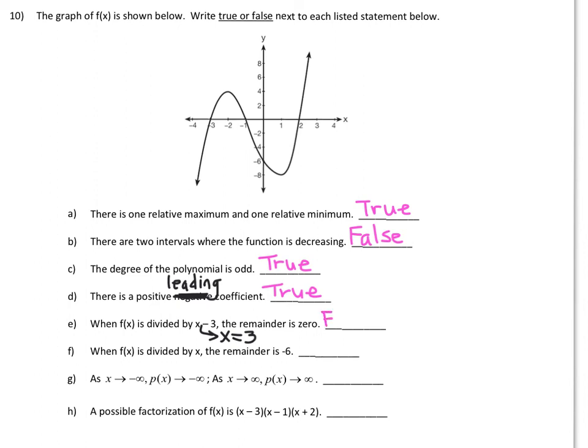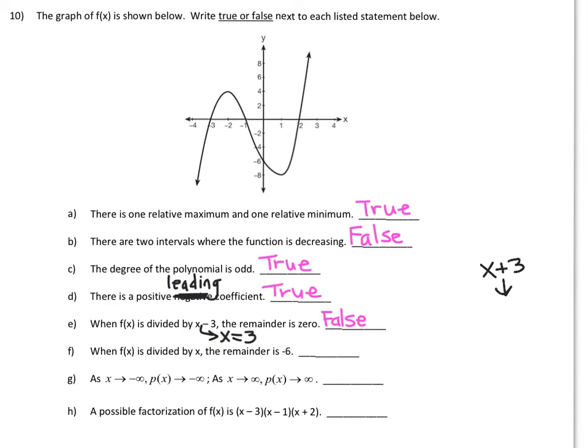Now, let me just point something out because I'm looking at this question a little more closely. If the question had said, when f of x is divided by x plus 3, so let's just say we were dividing by, I'm going to do this off to the side, x plus 3, okay?